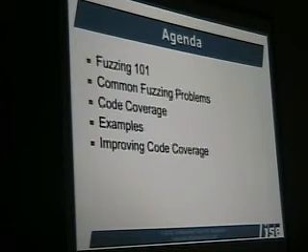First, I'm going to spend a couple minutes making sure everyone's on the same page about the terms I'm going to use for fuzzing and what fuzzing is all about. Then I'm going to talk about a lot of the problems that you'll run into when you try to do fuzzing. And then I'm going to move on to code coverage, which I'm going to show you can be used to answer a lot of the questions that you'll run into when you're trying to fuzz something. Then I'll do a bunch of examples, and then I'll talk about how you can make your code coverage.